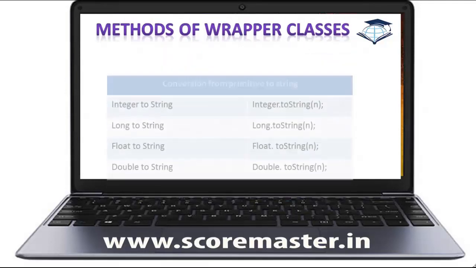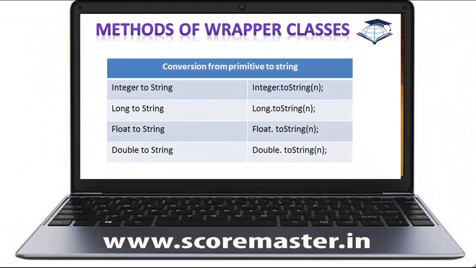Conversion from primitive to string. Integer to string: Integer.toString(n). Long to string: Long.toString(n). Float to string: Float.toString(n). Double to string: Double.toString(n).